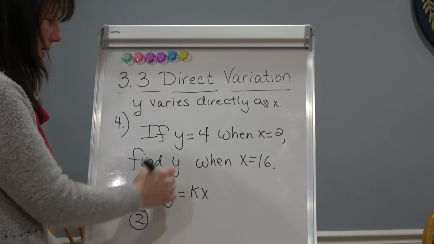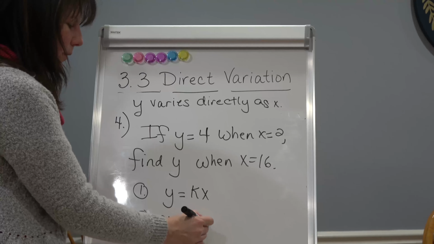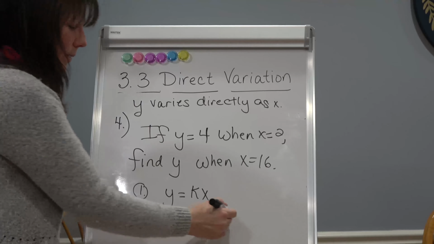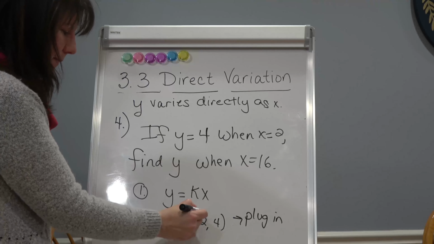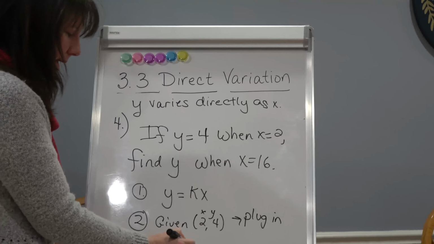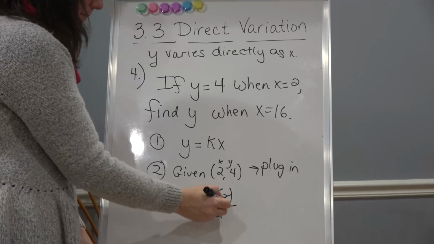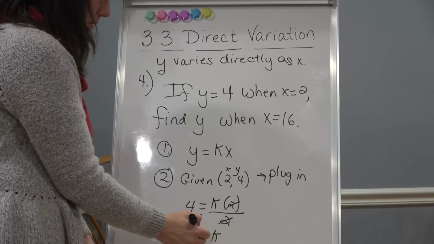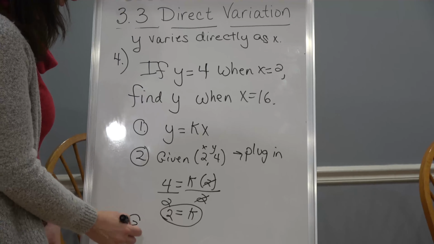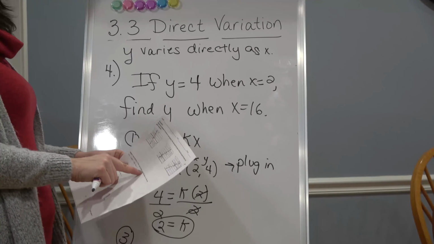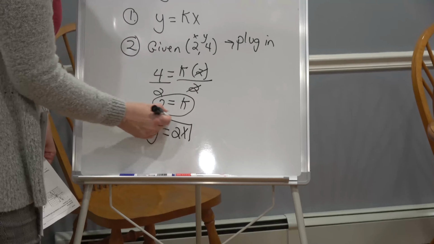Then I'm going to substitute in what I know. I'm given the point (2, 4). So I'm going to plug it in: 4 equals k times 2. Now I can solve that equation, divide by 2, so k equals 2. This gives me the direct variation equation that relates x to y. y equals 2x is the direct variation equation.